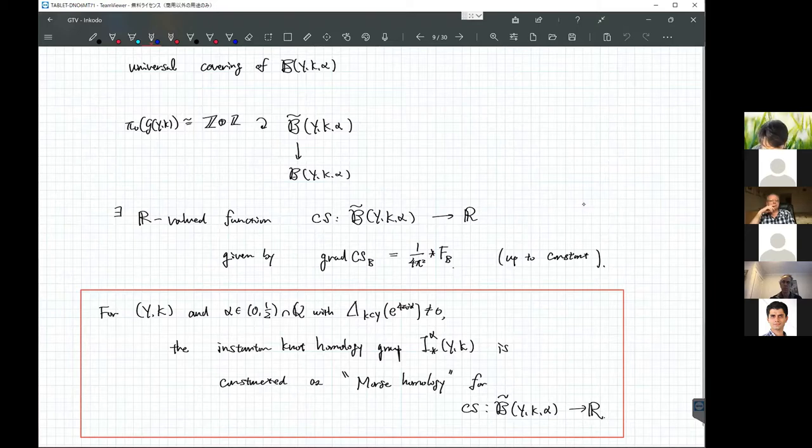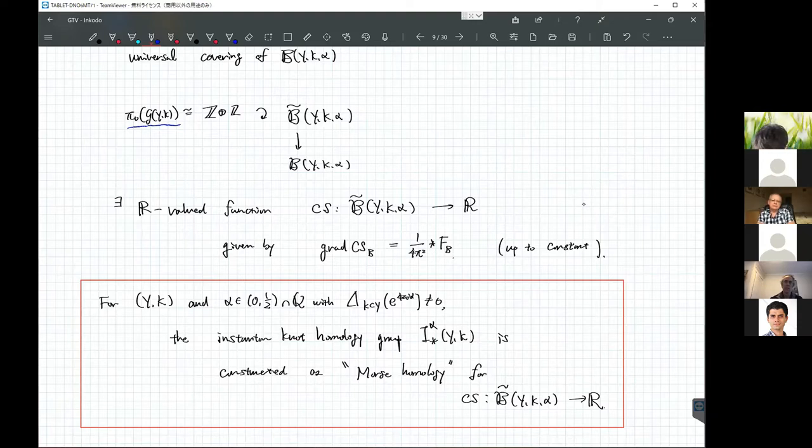And there is a universal covering space of the configuration space. The universal covering space has a fiber of Z plus Z, and the covering transformation is given by the action of the connected component of the gauge group. And over the universal covering space of the configuration space, there is an R-valued function, which is called the Chern-Simons function. And the Chern-Simons function is given by this formal gradient up to a constant.